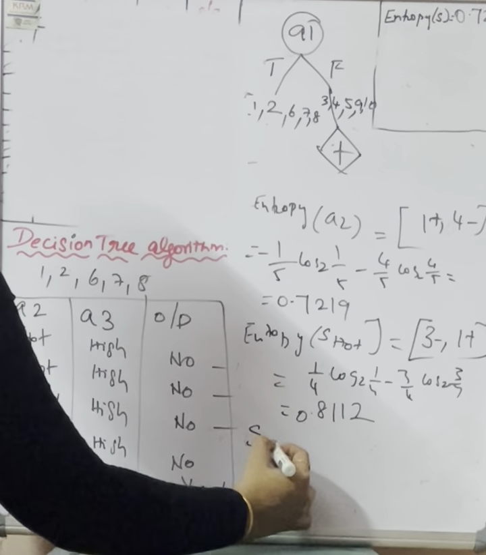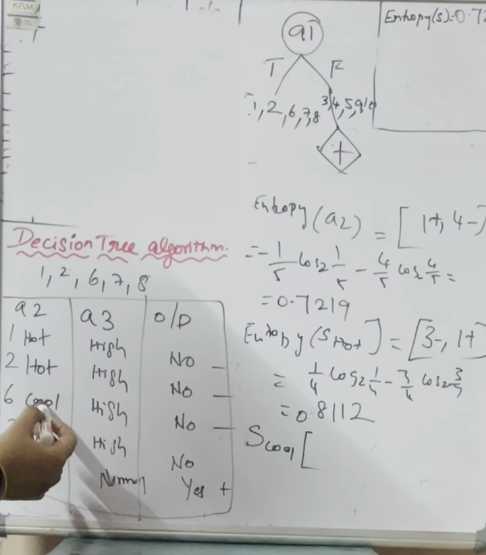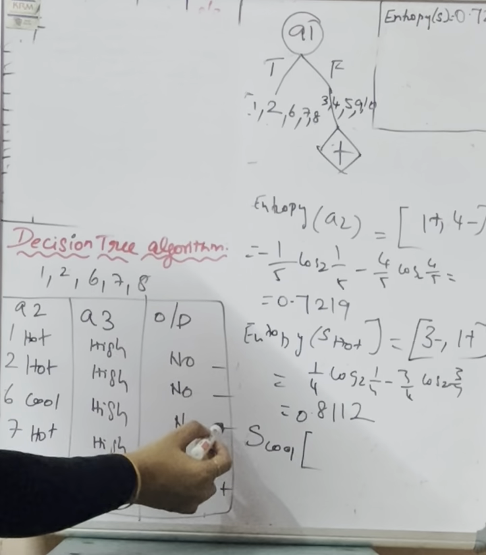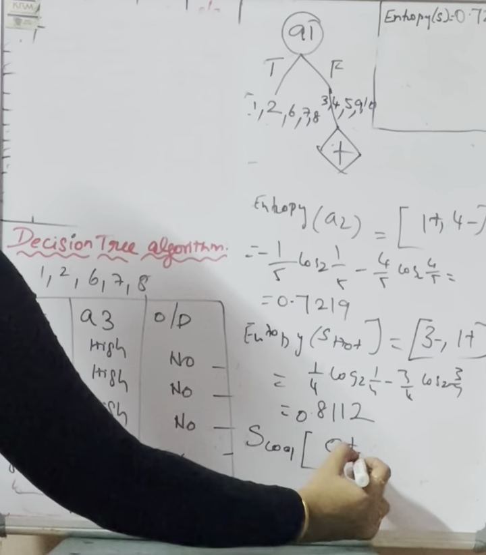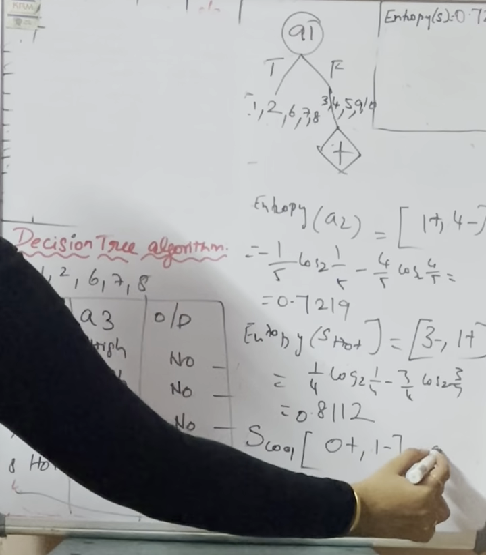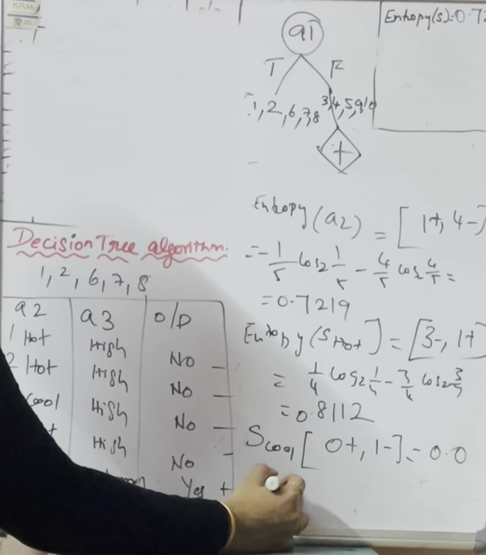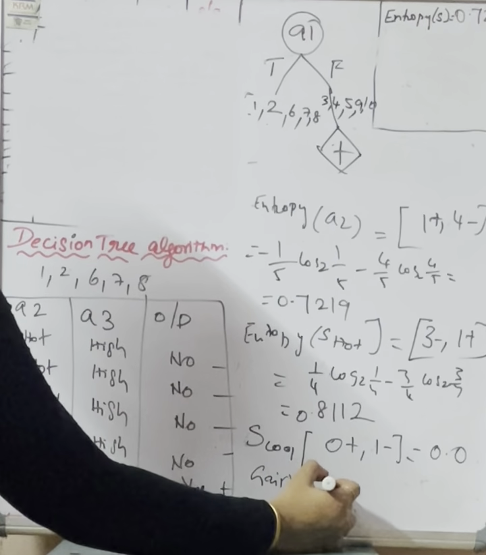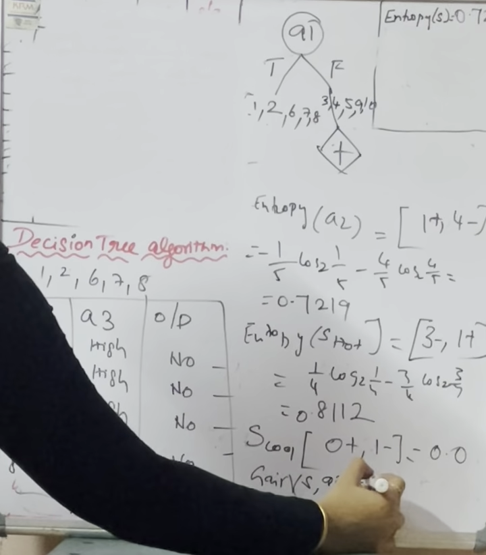Similarly, if you find the entropy of S of cool, for cool we have only one attribute. That is contributing to the negative. So here we have 0 positive and 1 negative. If this is the case, obviously the value is 0.0. So now find the gain of S comma A2. So this is the entropy of S.